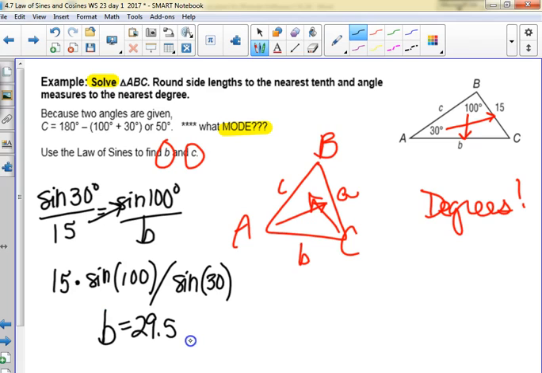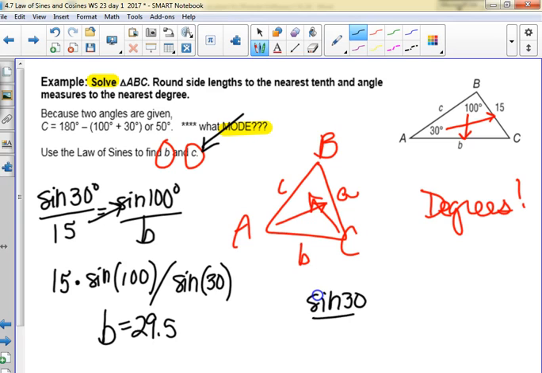What did we just find again? A side. So that's a length, right? So I could label it units. It's not degrees, whatever. They didn't give us any units. All right, we still need to find side C, it said. How are we going to find side C?